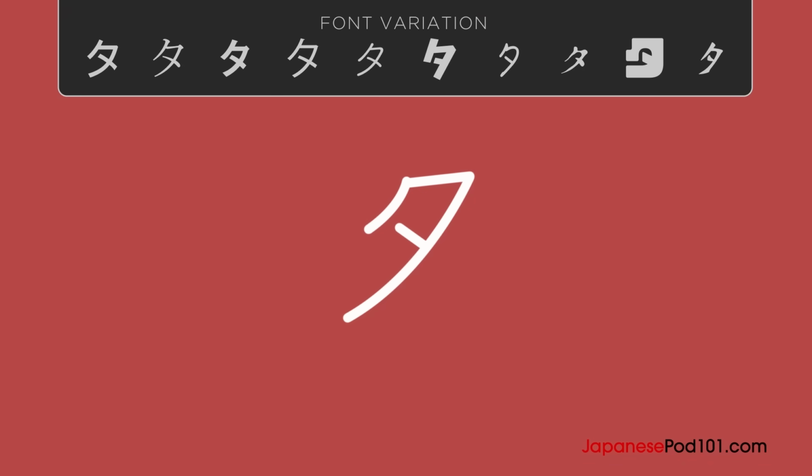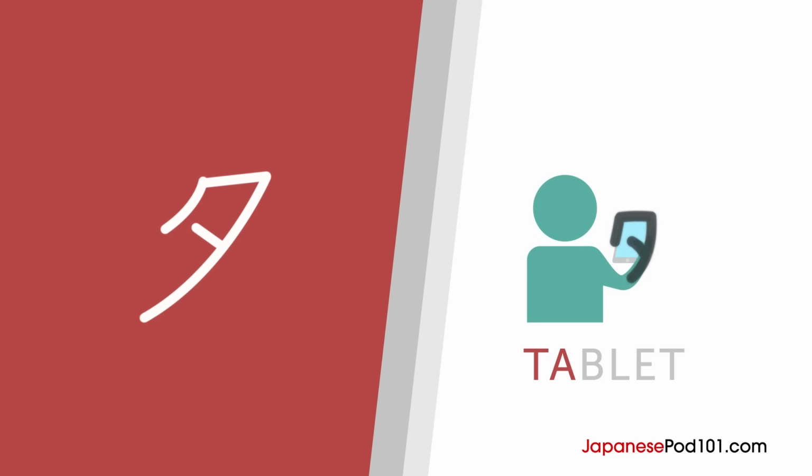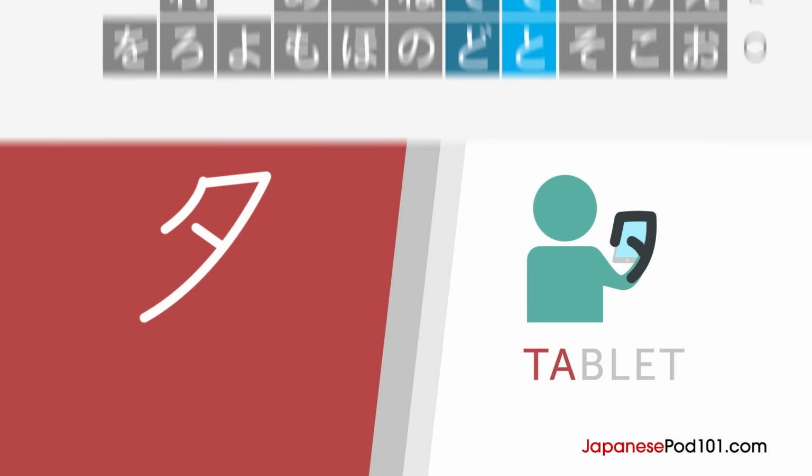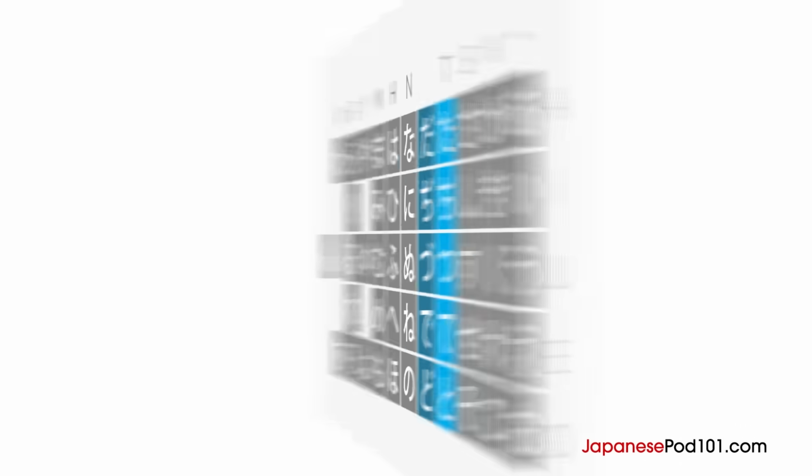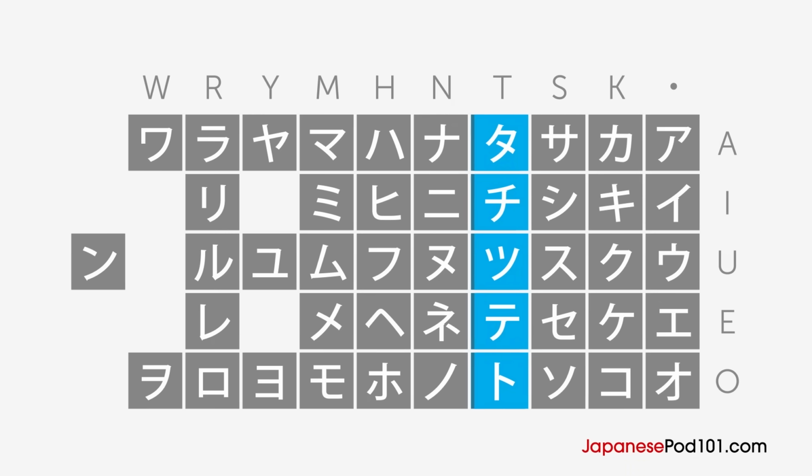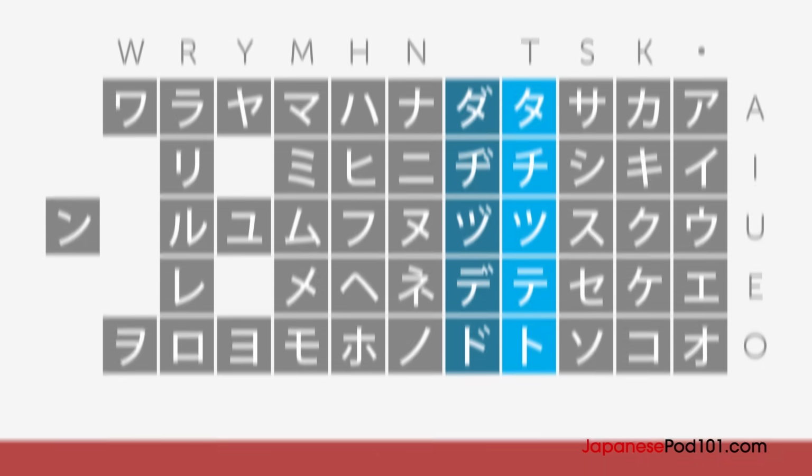The first katakana character for this lesson is ta. Think of it as a person holding a tablet. Just like their hiragana counterparts, all of the katakana in this column can be altered by a dakuten as well. Ta with the dakuten is da. Ta, da, ta, da.